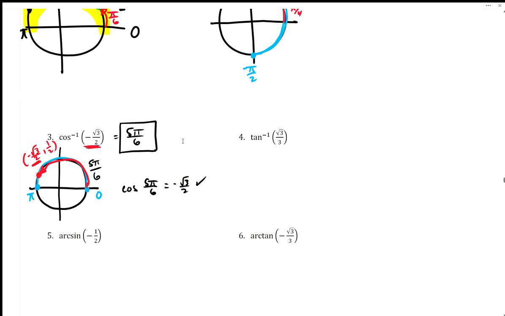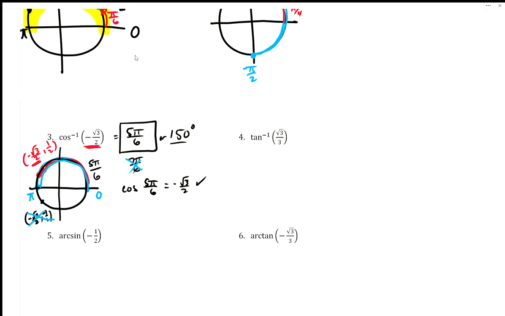So if you said, isn't 7 pi over 6 also an answer, because that also has a negative radical 3 over 2 as an x coordinate? Well, no, because it's not in the range that we highlighted in blue. Cosine inverse answers have to be in that range. So that's why that one's gone. It's not in the correct range, so that's not an answer. And again, if they said they want degrees, we could convert it real quick. It would have been 150 degrees.